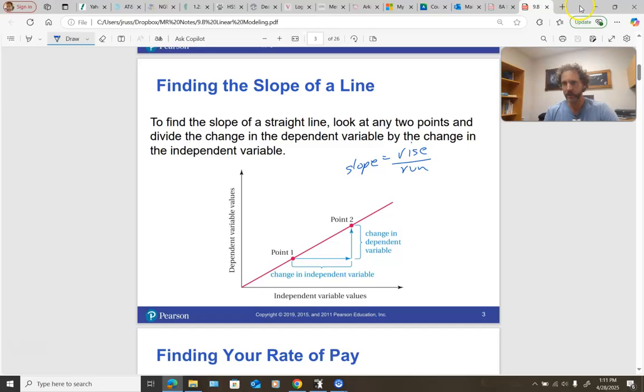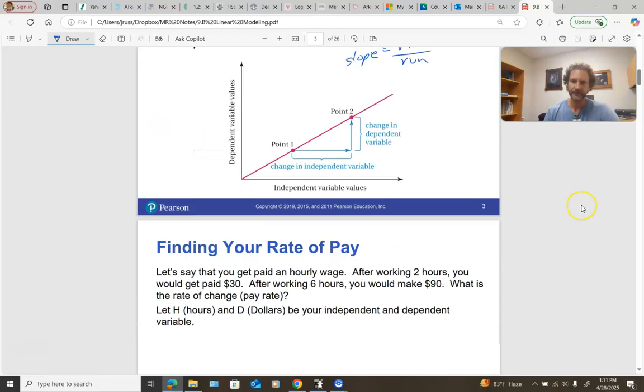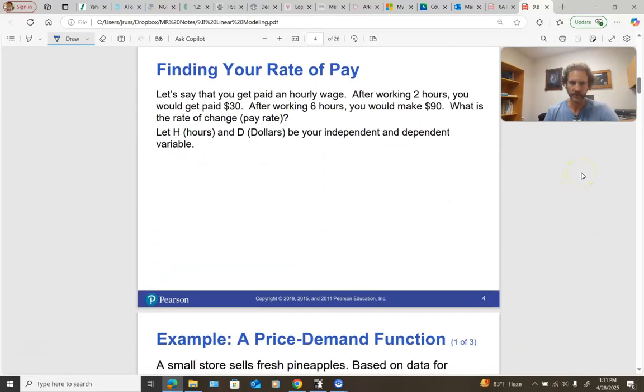All right, so we're going to take this concept and apply it. Let's look at this next slide. Finding your rate of pay. So we're trying to find a rate here. Let's say you get paid an hourly wage. After working 2 hours, you would get paid $30. So guys, that essentially is one of my ordered pairs. 2 hours corresponds to $30.